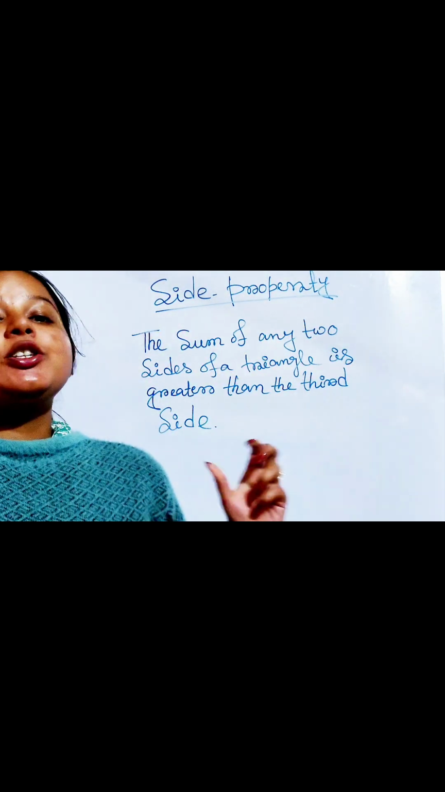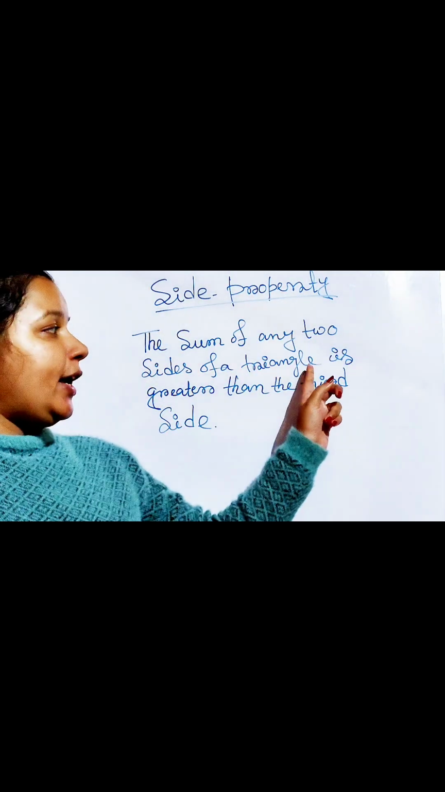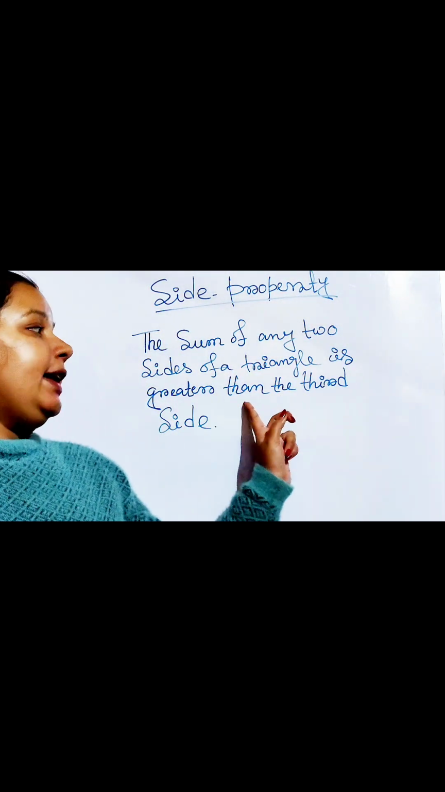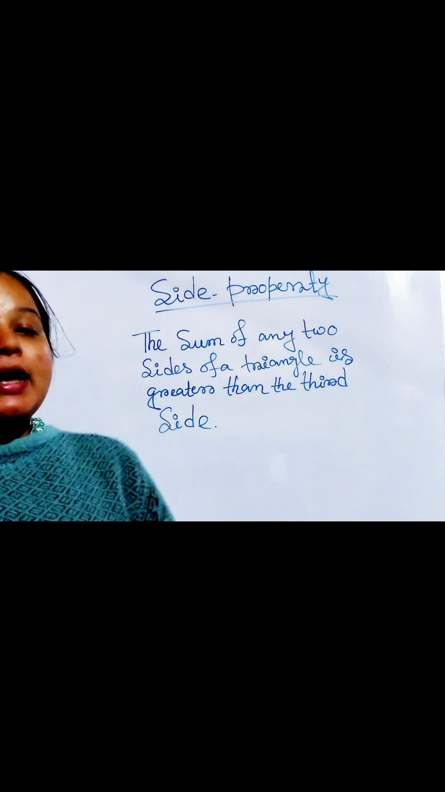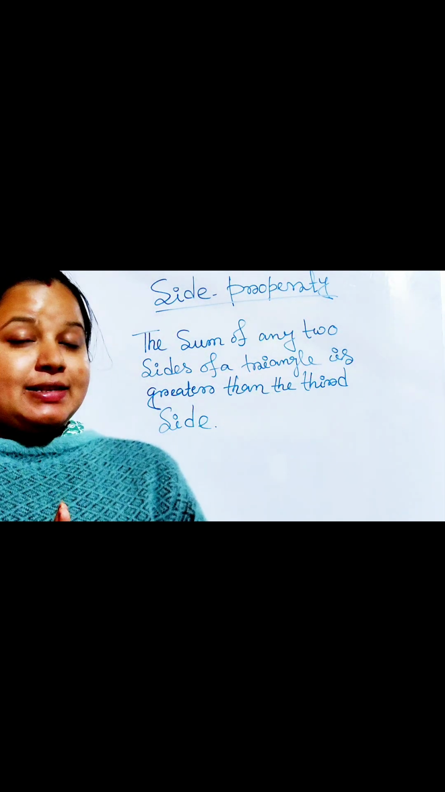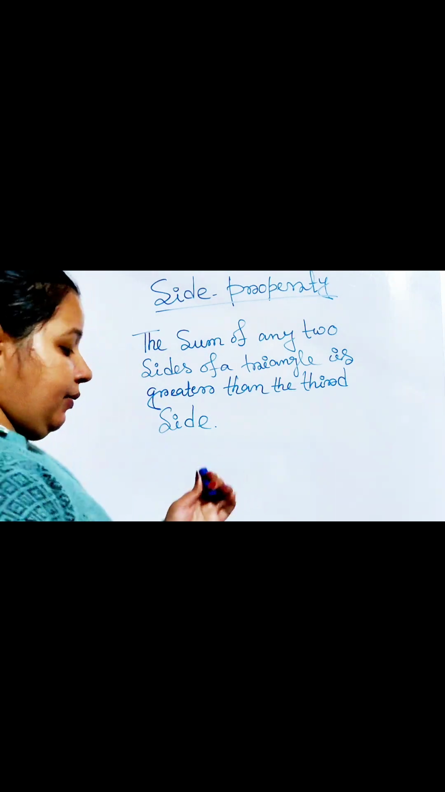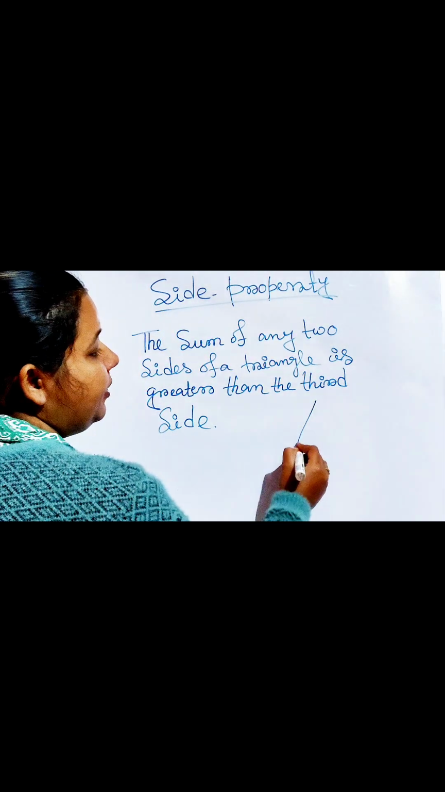Now let's go to the statement first. The sum of any two sides of a triangle is always greater than the third side. It means in a triangle we know that there are three sides. So if you take any two sides, I'm giving here an example.